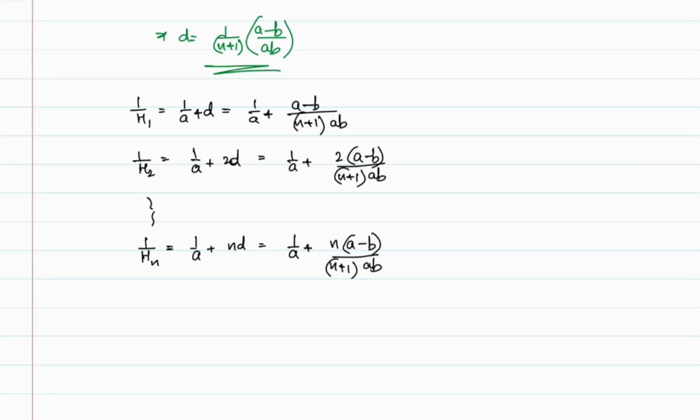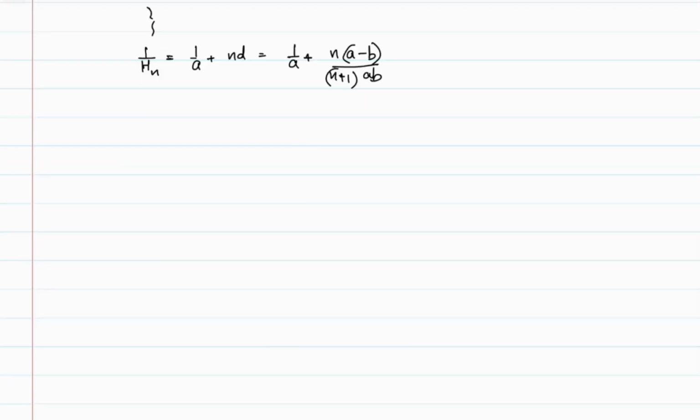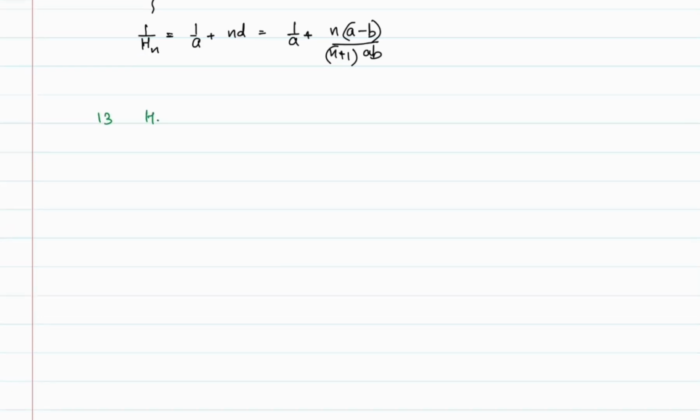So when we know the values of a and b, we can use these formulas to find the n harmonic means between them. Now let's see an example by trying to find 13 harmonic means between a equal to 1 by 2 and b equal to 1 by 16.